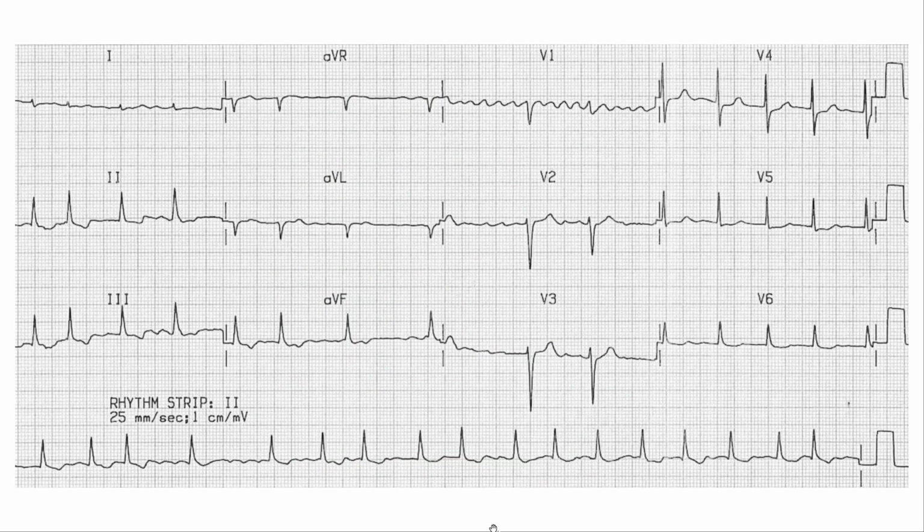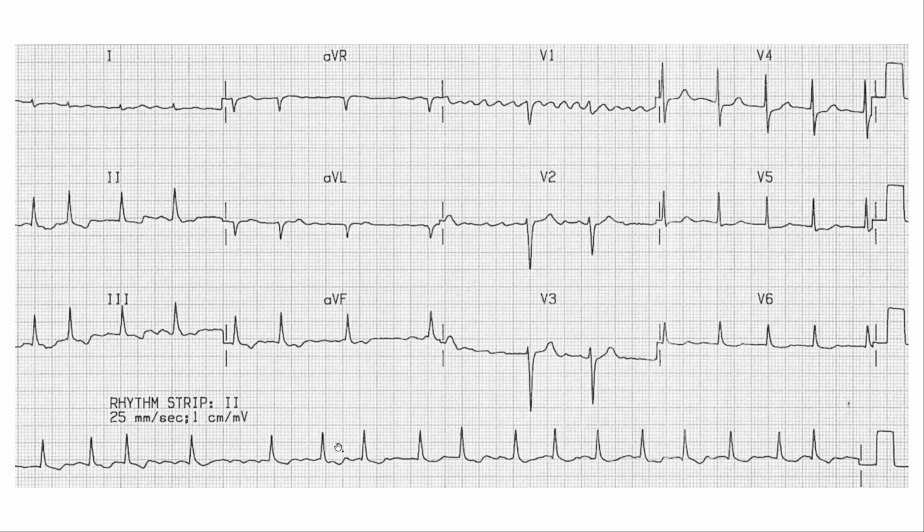This is an ECG that I hope is making sense now. Let's interpret this ECG like it's a real one. So it doesn't have a patient name, it doesn't have their date of birth, and it doesn't have an indication.